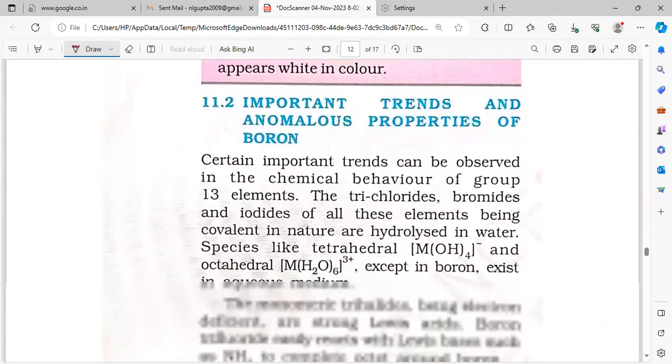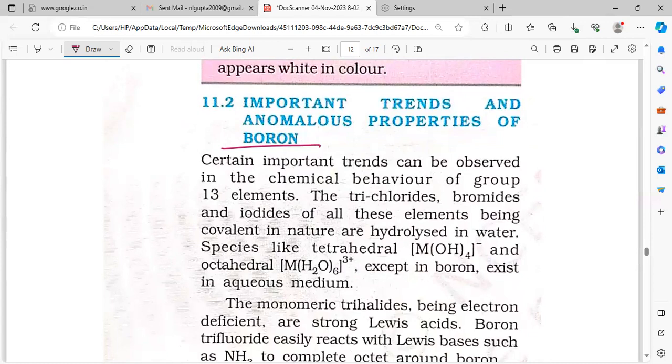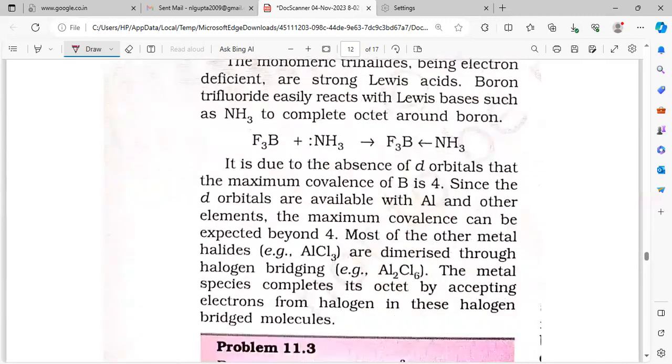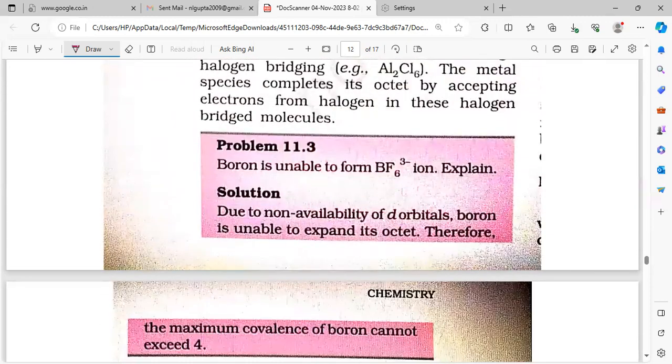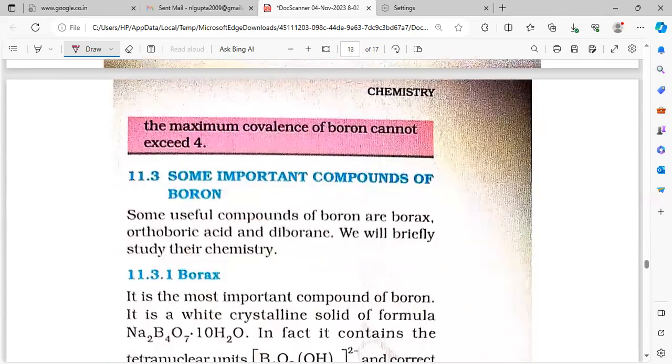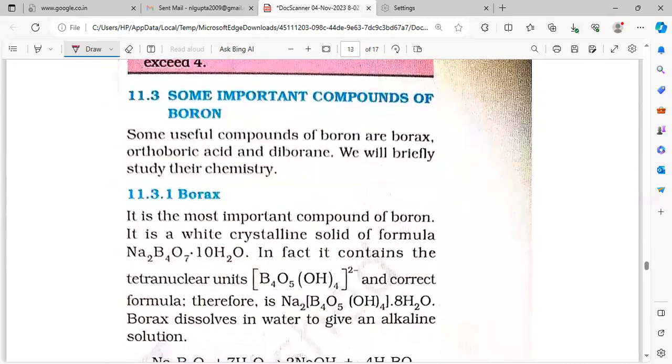Trends of anomalous properties of boron. I already told you boron is going to show anomalous properties because of its small size and lack of d orbitals. I'm not explaining this much because it was already explained generally. Some important compounds of boron. I'm going very fast to finish that one.